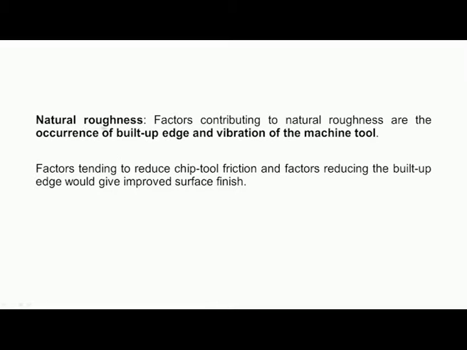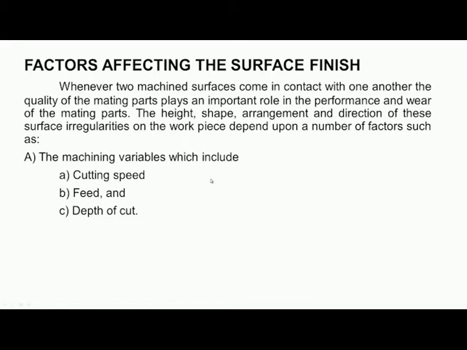And then another one is natural roughness. We get natural roughness because of various inaccuracies in the machine tool, and the vibration of the machine tool and cutting tool, chatter of the tool, and occurrence of the built up edge of the cutting tool. Because of this, we get a surface which is known as natural roughness, which will be greater than the ideal surface finish. So, if we can eliminate this built up edge and vibration aspects of the machine tool, then we get a better finish. And then, what are the factors affecting the surface finish?